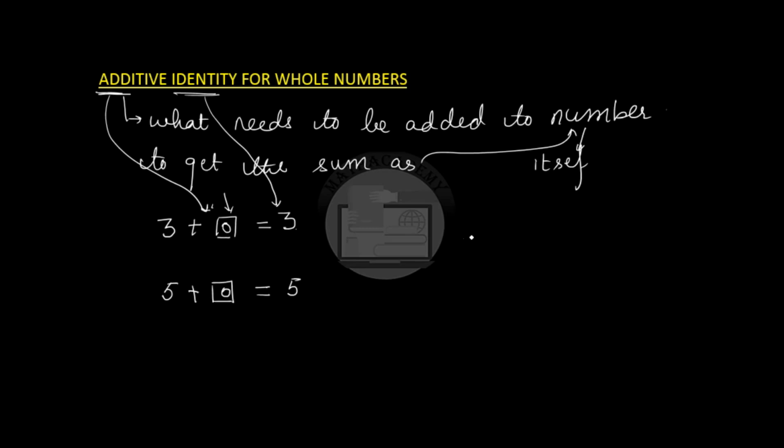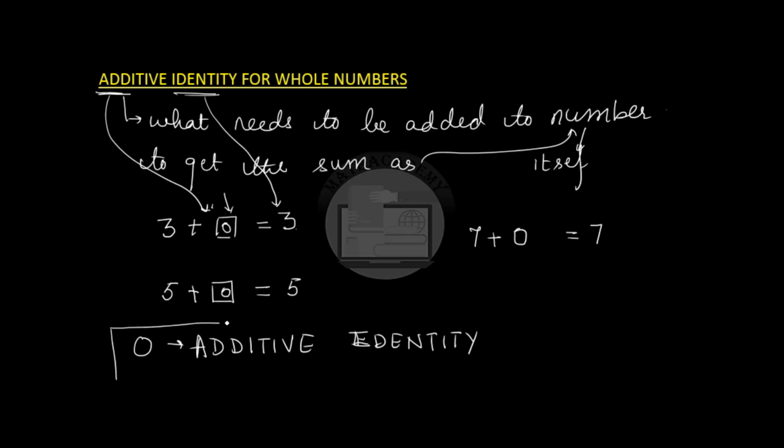What needs to be added to 7 to get the identical number 7? So what needs to be added to 7? We will add a 0 to 7. And hence 0 is called the additive identity. And for all whole numbers, there exists the additive identity, which is the number 0. 0 is an additive identity. If 0 is added to any number, we get the result which is identical to that number.